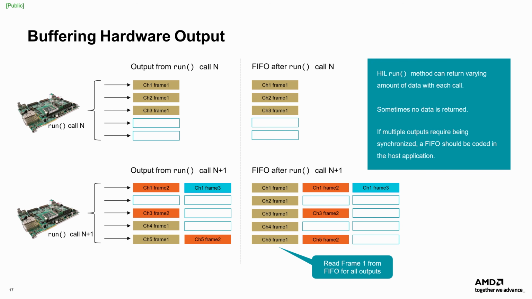However, it's important to note that the amount of output data returned during each execution may vary. The run method in the HIL API can produce different amounts of data depending on how the hardware processes the input stream. In some cases, multiple frames of data may be returned. In others, fewer frames, or occasionally no data, may be available during a single call.